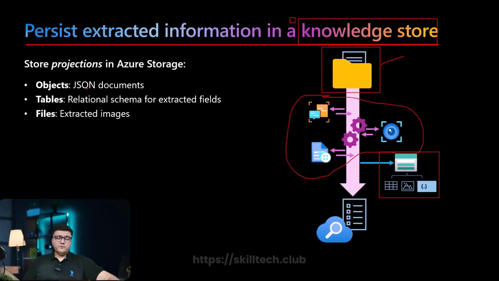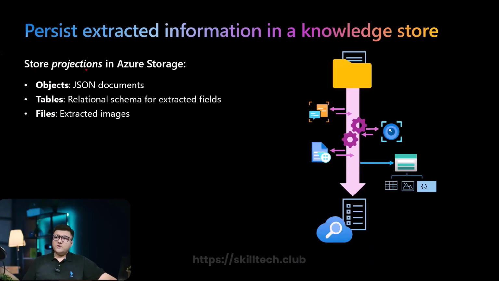But in this also, you can store this in three different formats, or basically this is what we call store projections. We can have three different projections available. If you have data in an object format, then you can store this in a JSON document. This is basically called object projections. If you have data which is in table format, that is known as table projections, which can be stored in the relational schema and extracted fields.